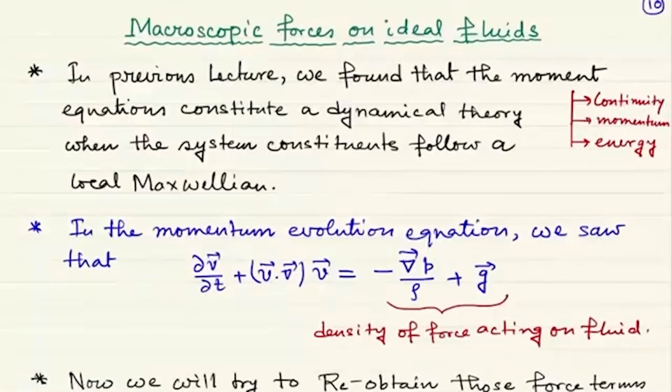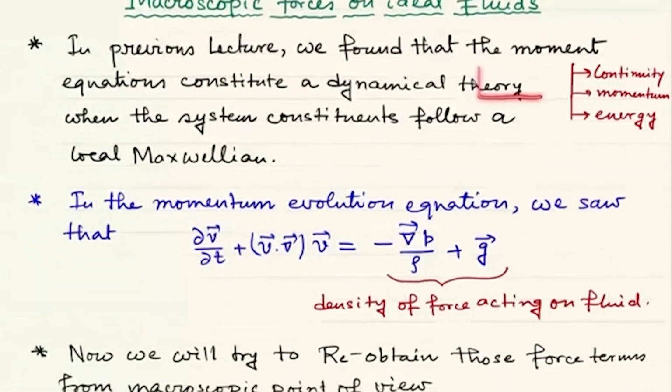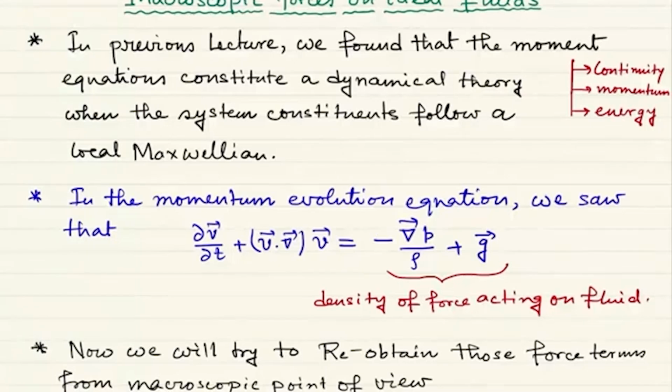Hi, so we are continuing our discussion on ideal fluids. In the previous discussion, we derived the ideal fluid equations. We saw that the moment equations, the continuity equation, momentum equation and energy equation, these three moment equations constitute a dynamical theory. I mean, three means one is vectorial, of course. If we count the number of scalar equations, we have 5 equations in total.